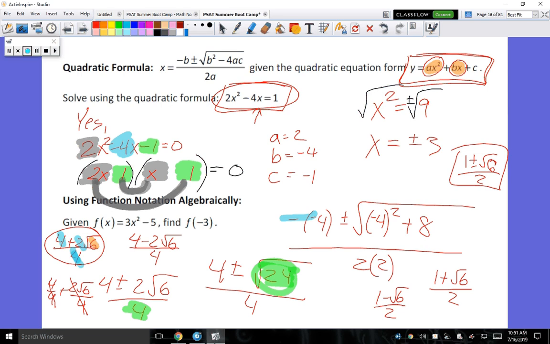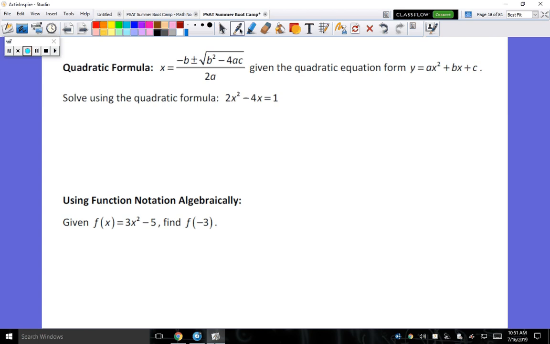Okay. So, using function notation algebraically. This is definitely algebra 2. The common mistake people make when they try to put this in here is that they forget to put parentheses. Because this is totally different than that. What's the top one equal to?